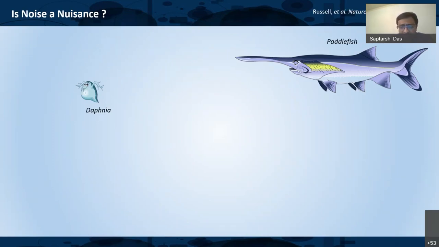So the way the paddlefish finds this Daphnia is by the fact that Daphnia, when it moves, creates a very, very tiny electrical signal, which has an amplitude of tens of microvolts. So over the course of evolution, the paddlefish has developed this particular organ called the rostrum, which is an electroreceptor. So it can really detect very tiny electrical signals.